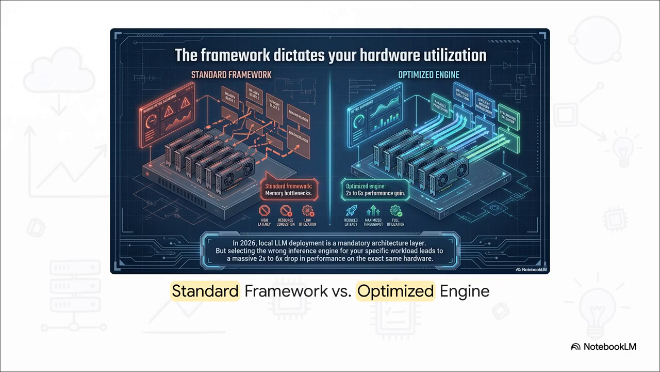Standard frameworks just suffer from these severe memory bottlenecks and fragmentation. Think of it like a massive, messy warehouse where you can't find space for new boxes because everything is just scattered randomly. But an optimized engine achieves incredible parallel processing, streamlined execution, and pushes your hardware to its absolute limit. Ultimately, your framework dictates your hardware utilization, plain and simple.